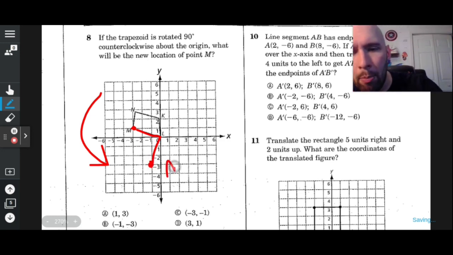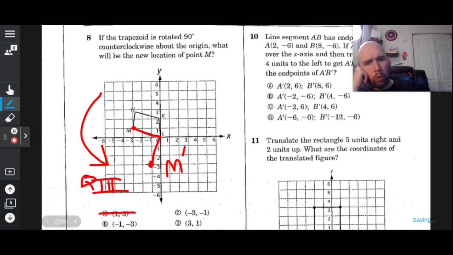So that's M prime. Now, I already knew that this whole thing is going to go in quadrant 3, which is negative, negative, which eliminates U. So that gives me one of two options. So at the very least, I could take a wild guess. But I know the answer, because it creates a 90-degree angle, is going to be -1, -3. That's my M prime. The answer is B.